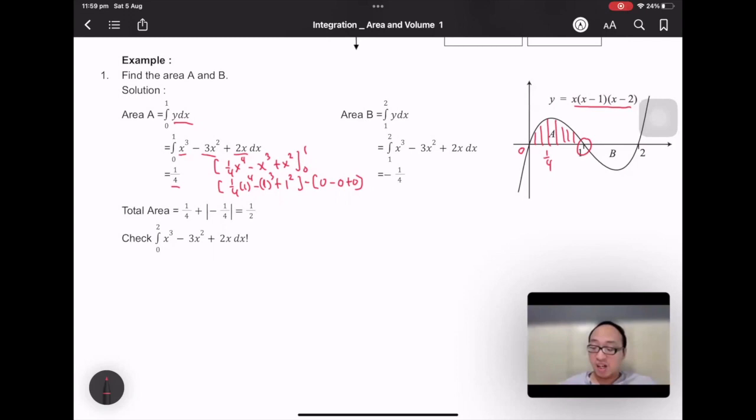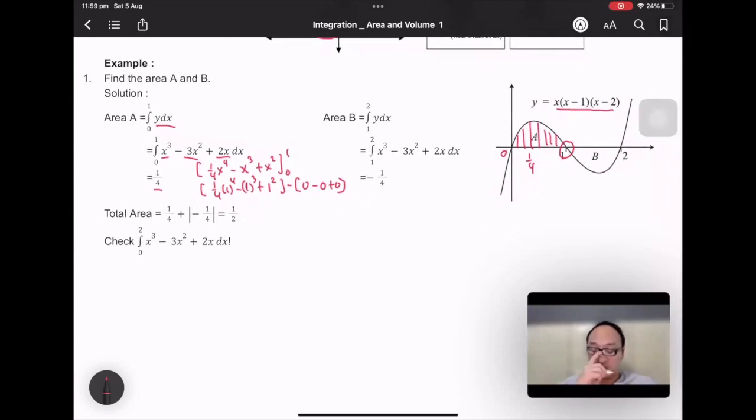How about the area of B? The area of B is the same. So the integral of y dx, but the border is from 1 until 2. So we integrate the same function, x cubed minus 3x squared plus 2x, with the limit from 1 until 2. So we have the same thing, 1/4 x^4 minus x cubed plus x squared, from 1 until 2.